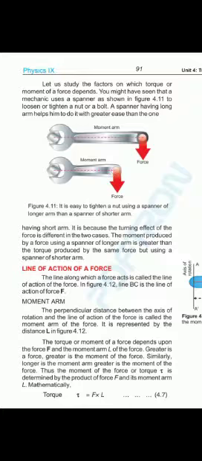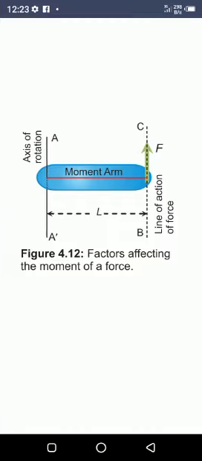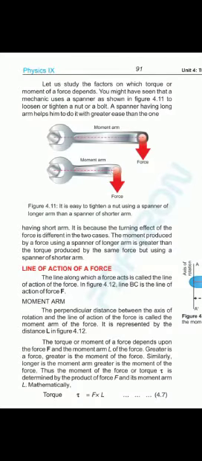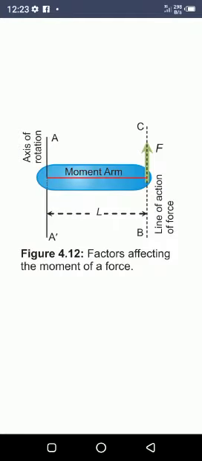So the line, you can see line BC, in this direction we are applying force and the body is rotating about the axis of rotation in a circle. So this line, in the direction of which we are applying force, is called the line of action of force. So line BC in this diagram is called the line of action of force, along which we apply force to rotate a body.